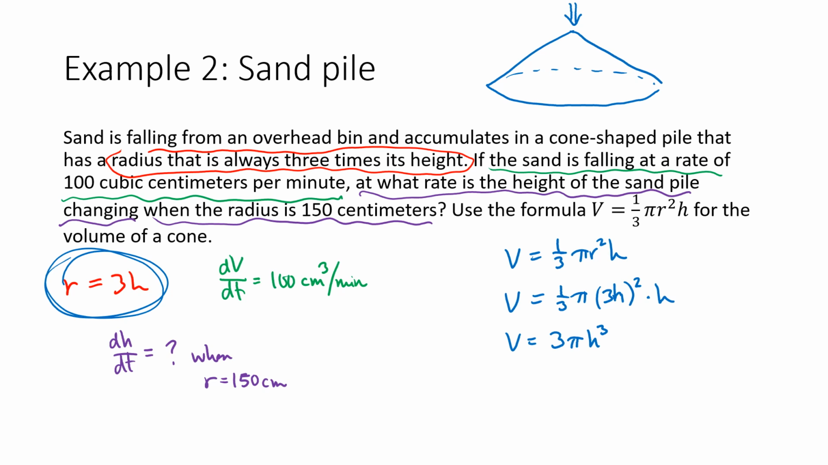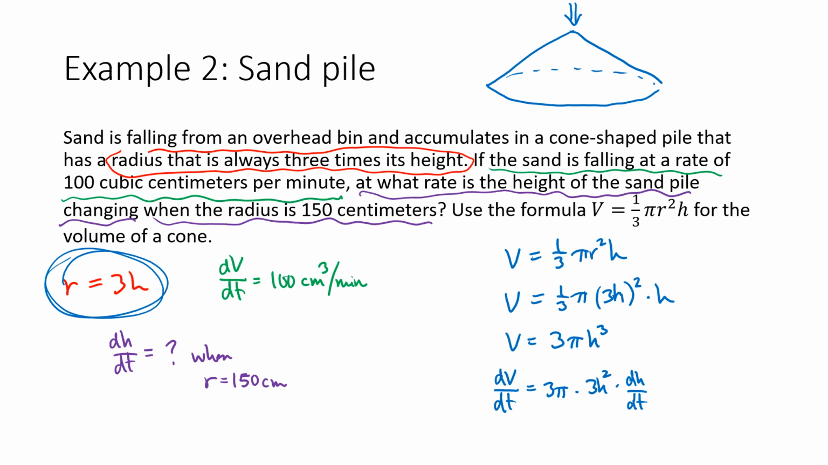Now I'm going to take the derivative of both sides. So now on the left-hand side, I've got dV/dt. On the right-hand side, 3 pi is a constant multiple. The derivative of h cubed is 3h squared times dh/dt. And that extra dh/dt, again, comes from the chain rule.